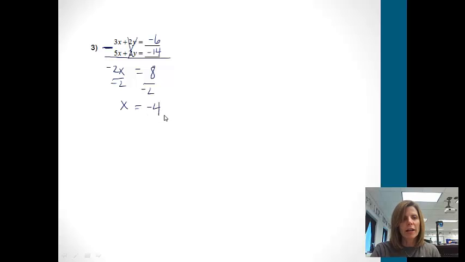And then once again, I'm halfway done. I'm ready to go back up into one of the equations. Again, my preferred equation is just the first one. And I know my x is negative 4, so I'm putting it in for the x. 3 times negative 4 is negative 12, plus 2y is equal to negative 6.